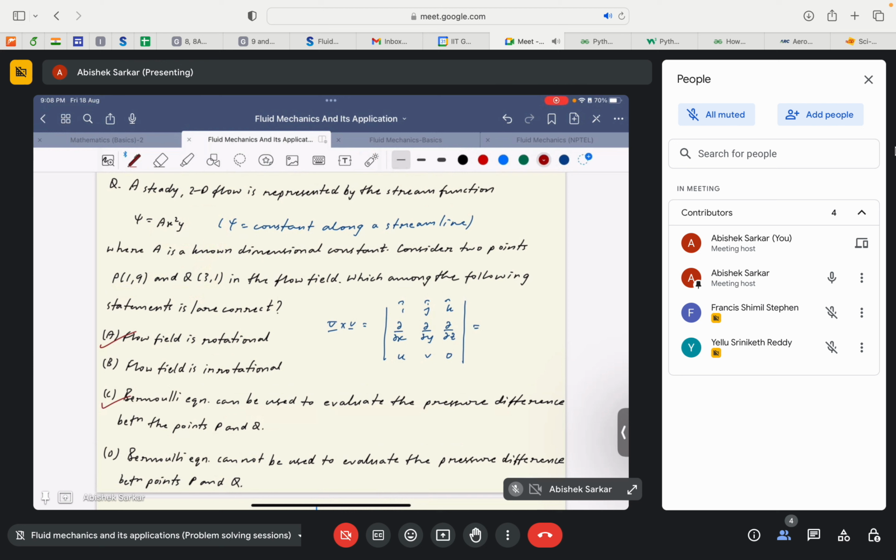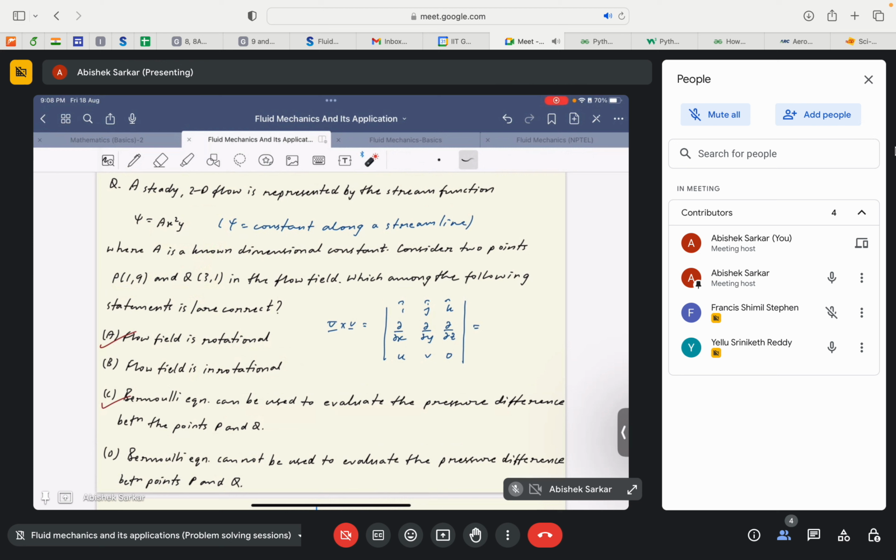But even if the points do not lie on the same streamline, if the flow was irrotational, then you could also have applied Bernoulli's equation to the 2 points. Is that clear? Yes, sir.